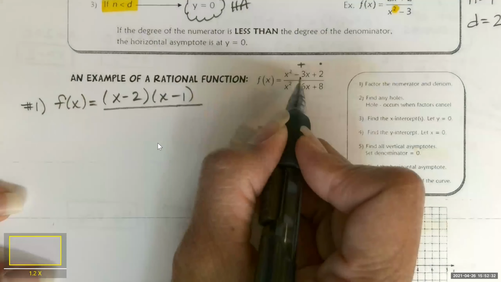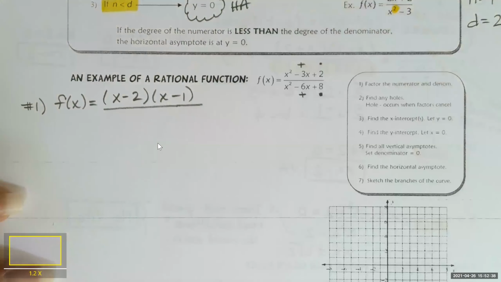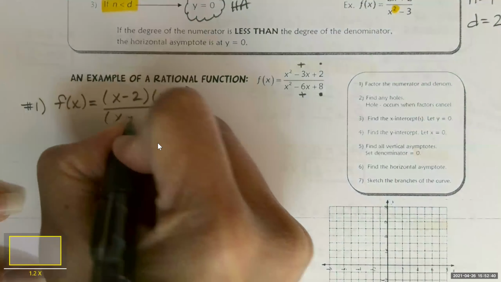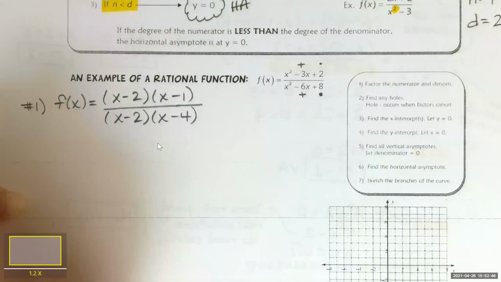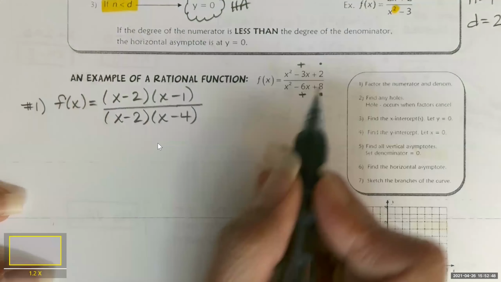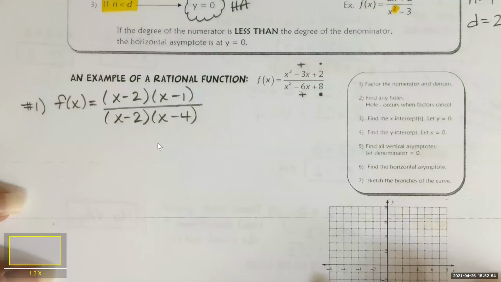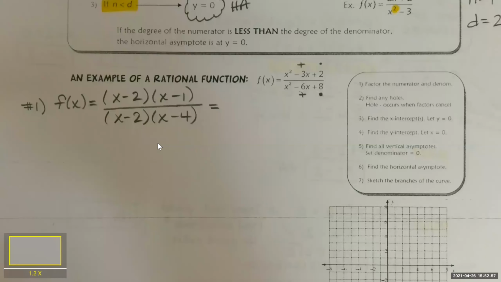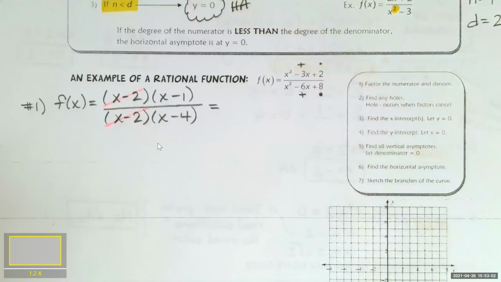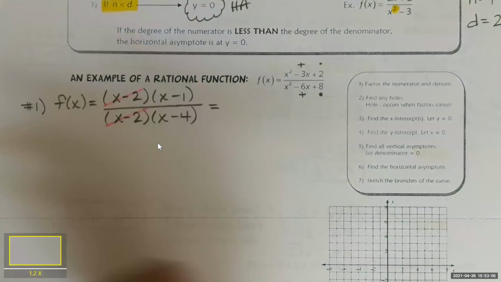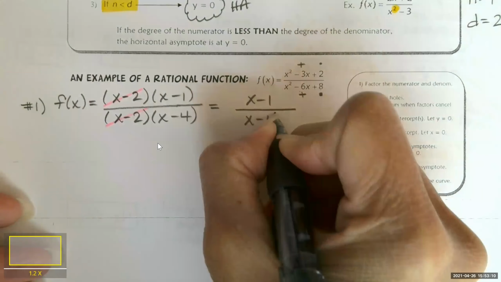Okay, same thing. What two numbers multiply to be 8 that add to be negative 6? X minus 2 and x minus 4. Negative 2 times negative 4 is an 8. Negative 2 and a negative 4 add to be negative 6. So you probably see that this x minus 2 and this x minus 2 are alike. So we are going to reduce this factor even more. And we end up with x minus 1 over x minus 4.